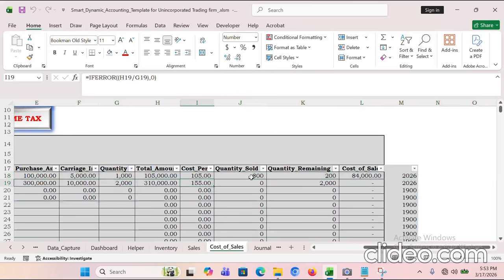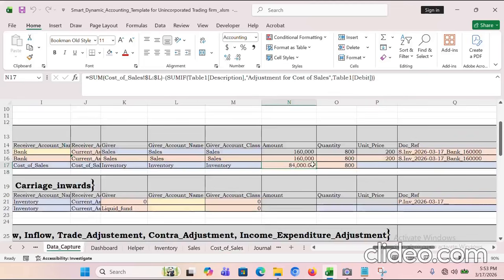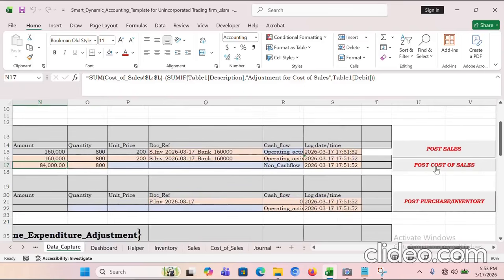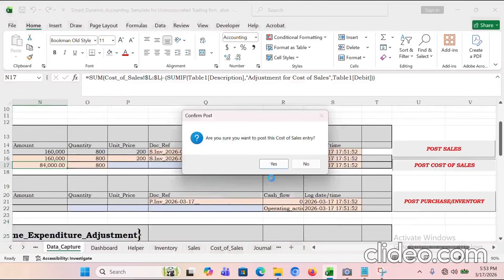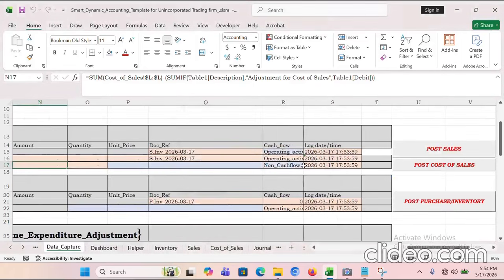And our sales that we just made now is 800. So 800 is still less than the first batch, which is 1,000. So using the FIFO method, the smart accounting template will automatically pick from this batch because 800 is less than 1,000. So the cost of sales per unit that we'll be using will be for this one, which is 105. So 800 times 105 is what gives us this 84,000 naira, which is now reflecting under the data capture sheet as well. So what we just need to do is post cost of sales. So I'll click on the cost of sales button, I'll confirm, and okay.